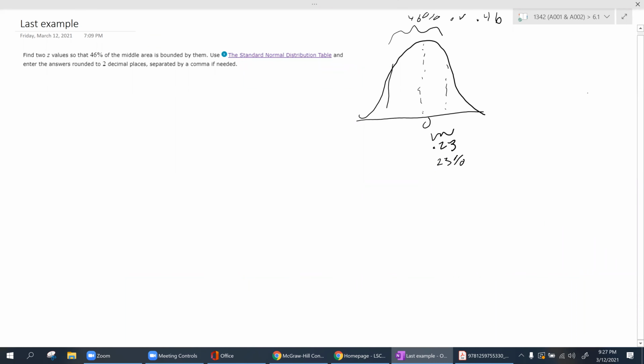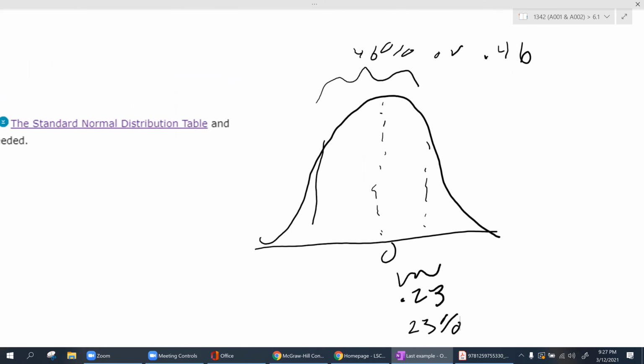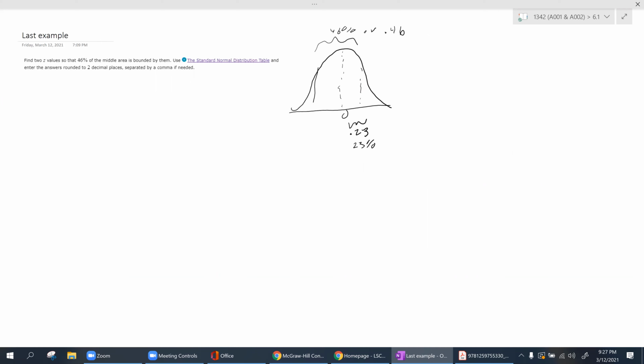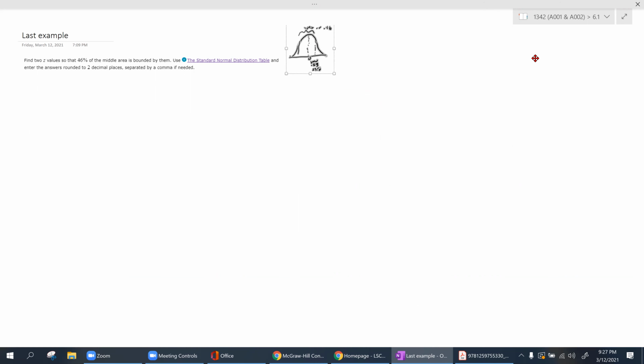All right. So now you're asked to find two z values so that 46% of the middle area is bounded by them. Let's go ahead and make these. I apologize, I thought I had gotten rid of these.